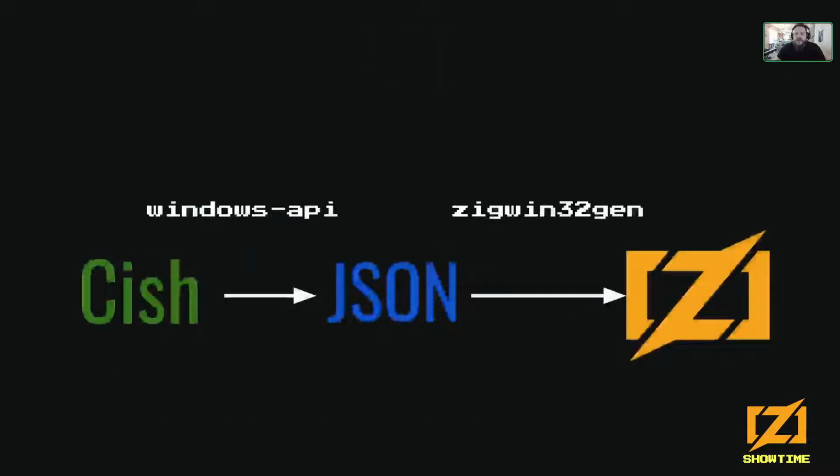So I've got my two projects now. We've got our Windows API project that goes from C-ish to JSON, and then we've got the Zig Win32 Gen project that goes from JSON to Zig. And I'm now able to add all these APIs with relatively low effort. I copy and paste, add some tweaks, and then I regenerate everything. And life's good.